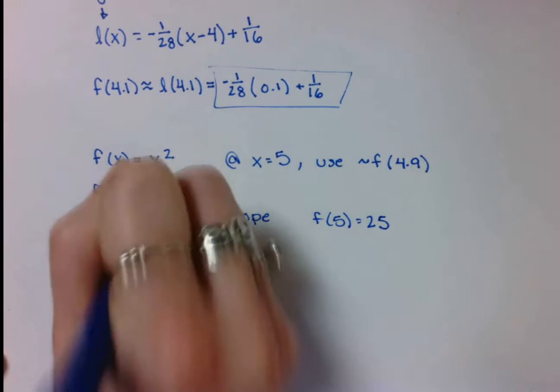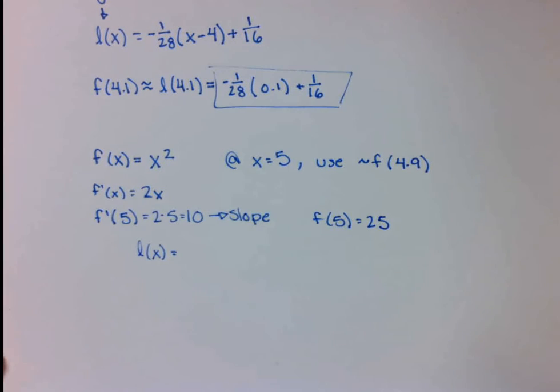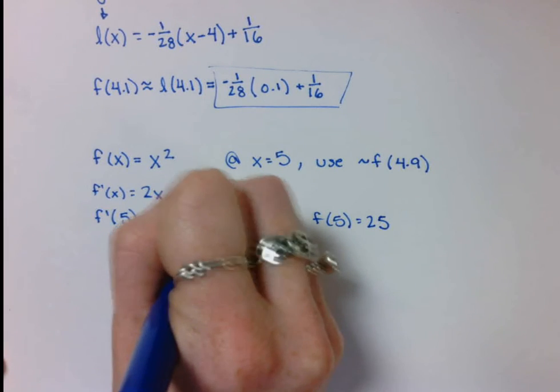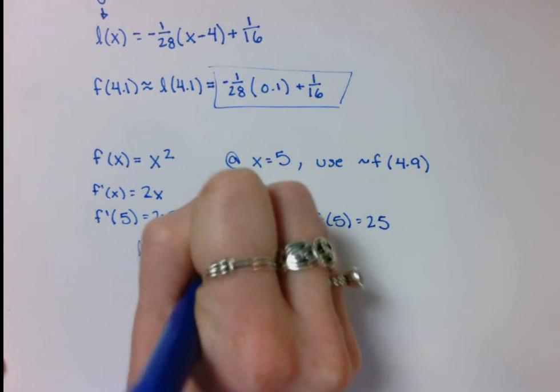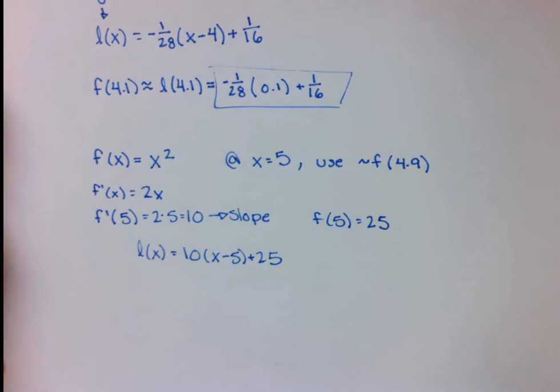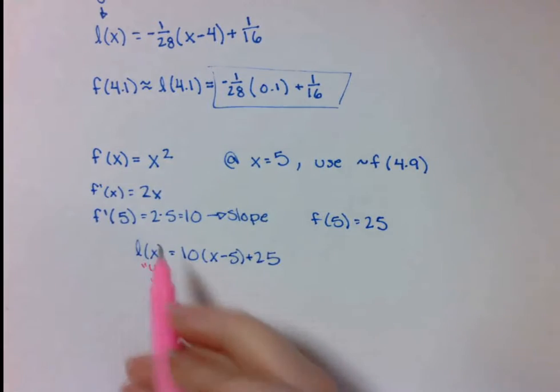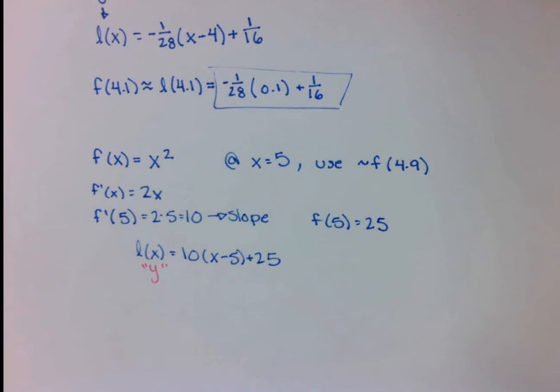So I saw pretty much everyone saying, okay, L of x here is going to be equal to 10 times x minus 5 plus 25. So that was really good. I did see a couple people just saying y. Be careful, we want to be really specific and use function notation so we can connect it to an x value. That way when we do our approximation, they know what we're looking at.